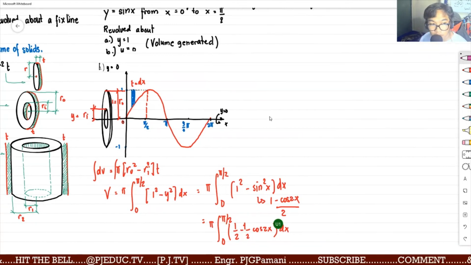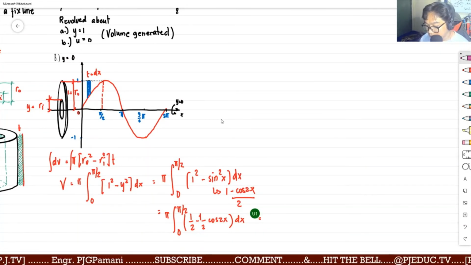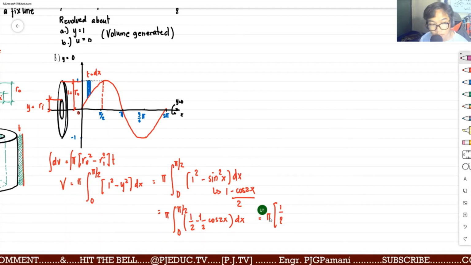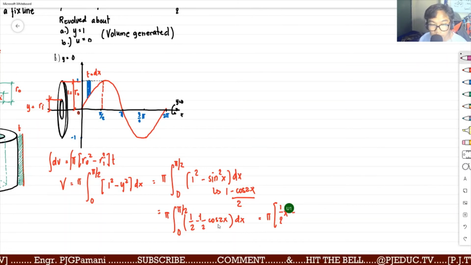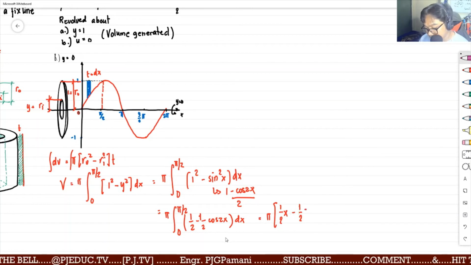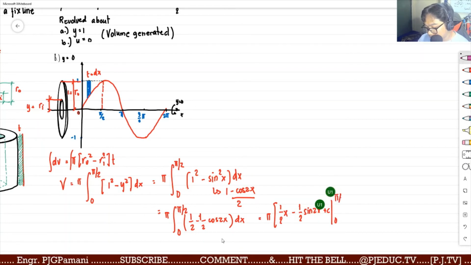Then again, integrate. That is now pi. Ano yan? Pi of 1/2 x. 1/2 dx. Integral of 1/2 dx is 1/2 x. Integral of 1/2 cosine 2x. U is 2x. Correcting factor 1/2. 1/2 times 1/2 is 1/4. Integral of cosine is positive sine. So, sine 2x plus c in your upper and lower limit.